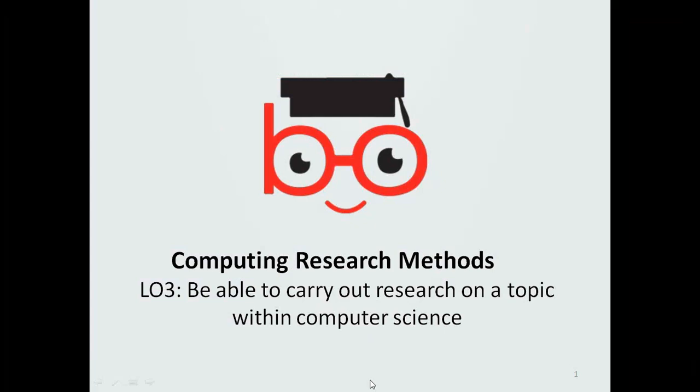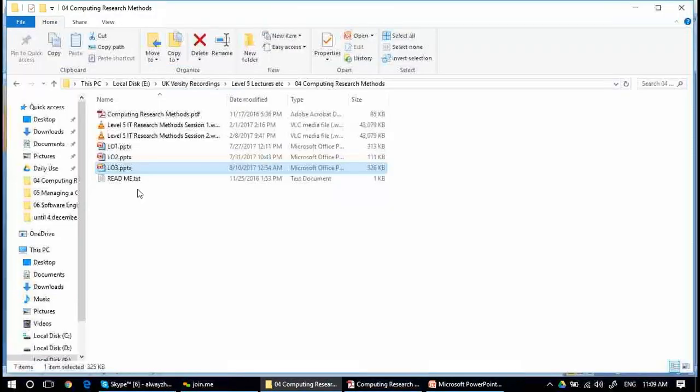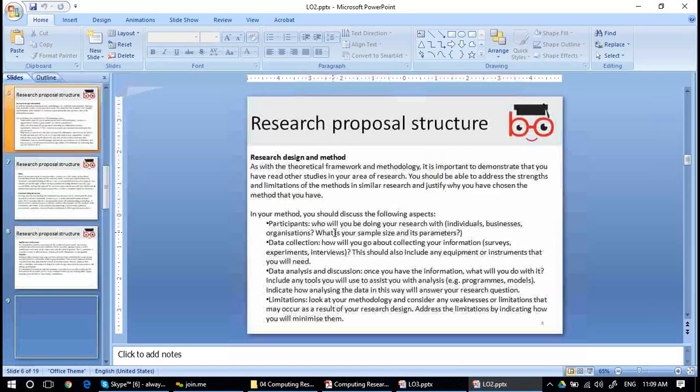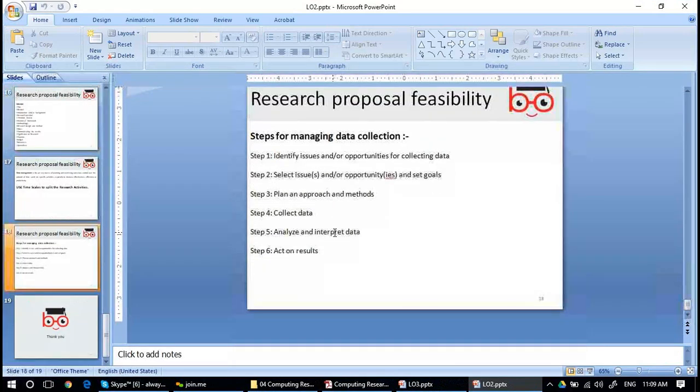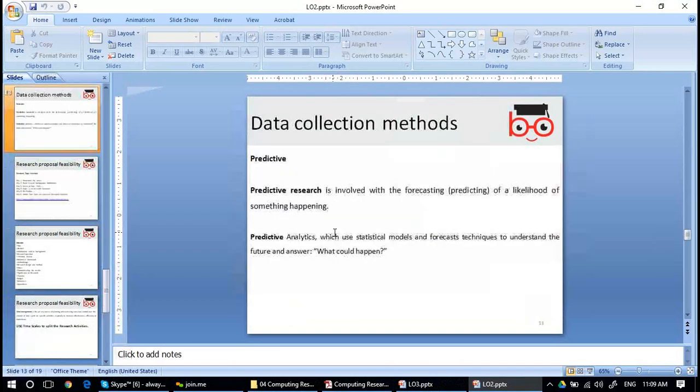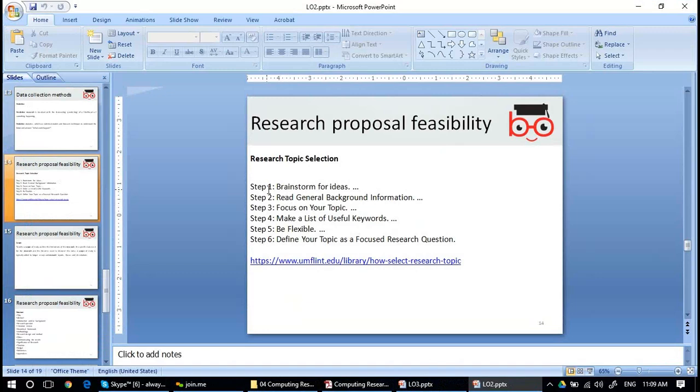So in the previous slide, we discussed some points about how to select a good topic. Some steps, techniques and tips were discussed, like brainstorming, general background information, focusing on your topic, making a list of useful keywords, being flexible, and defining your topic as a focused research question.